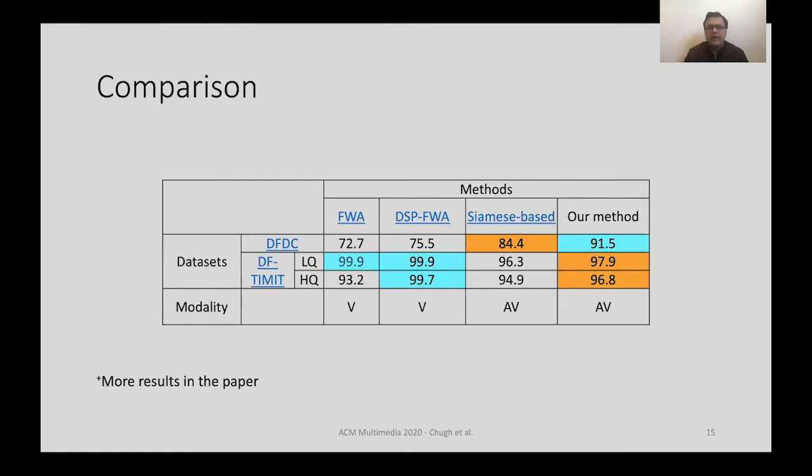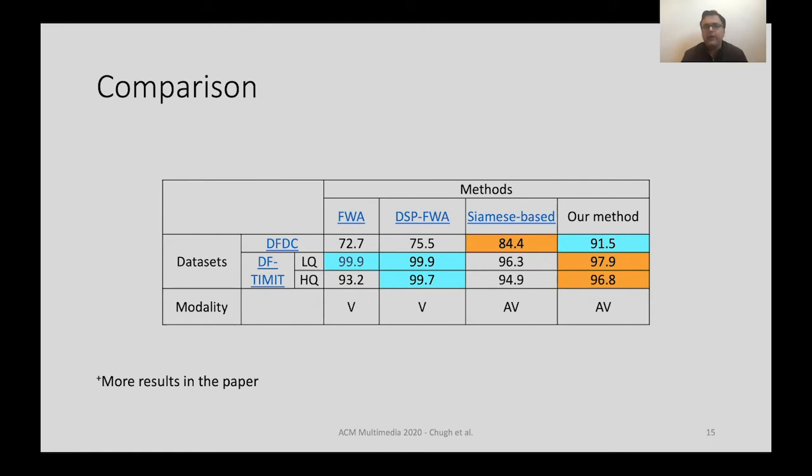So here is a comparison of our method on the DFDC and DFTIMIT datasets. The metric of evaluation is the video level area under curve. And as observed in the last column, our method outperforms the earlier state-of-the-art methods by 7% on the DFDC dataset, and it has comparable high performance on the DFTIMIT dataset.